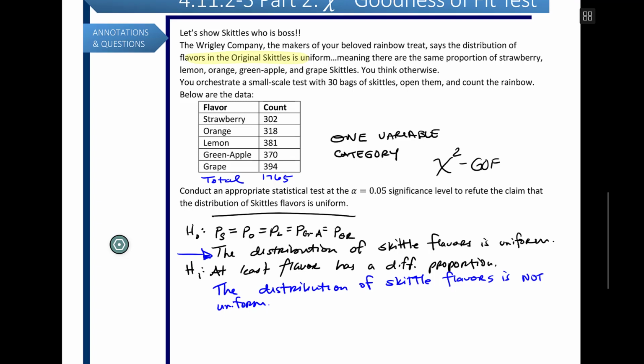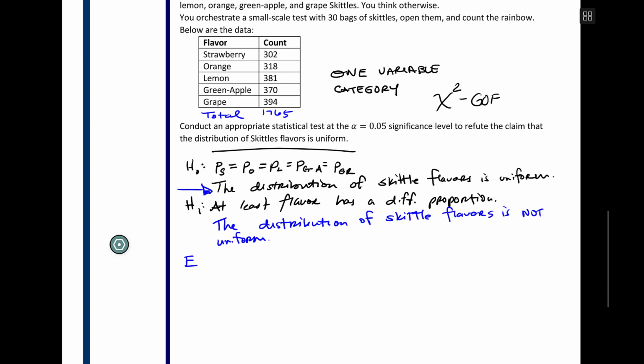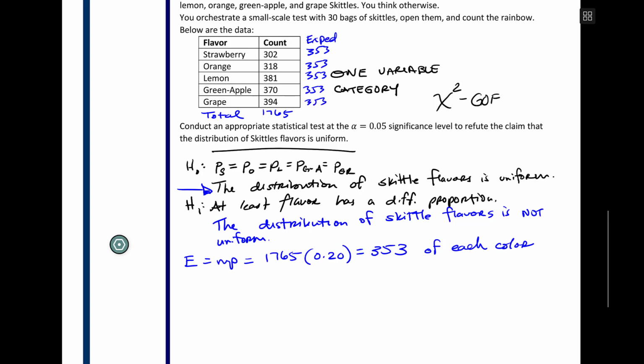Now the expected value or expected counts was always just E equals N times P, and really it's not any different here in this case when we're looking at just the one variable. Okay, when we're looking at one variable, the expected counts for each of these cells is super easy. So we have a total of 1,765, and each of them are going to have that proportion of 20% or 0.20. When you multiply that, if this is a truly uniform distribution, we will have 353 of each color or each flavor. So that means we have 353 here, here, here, here, and here. And this will be our expected counts table.